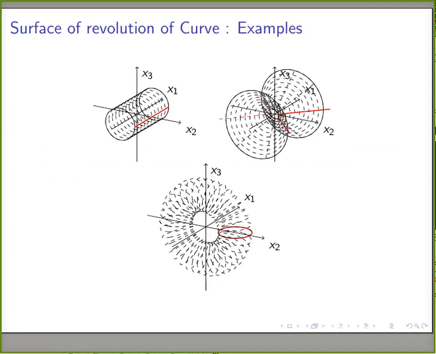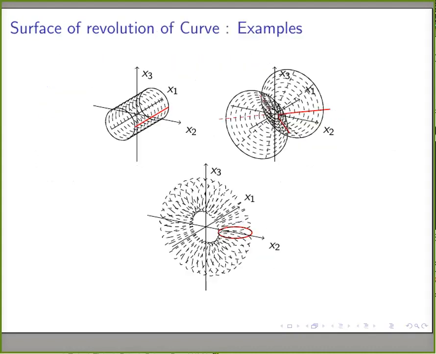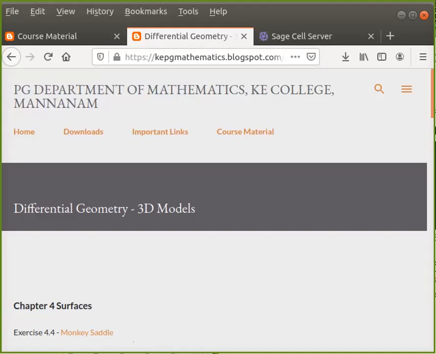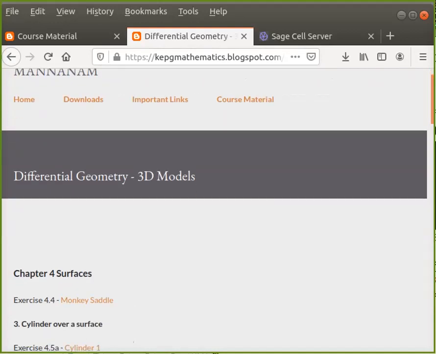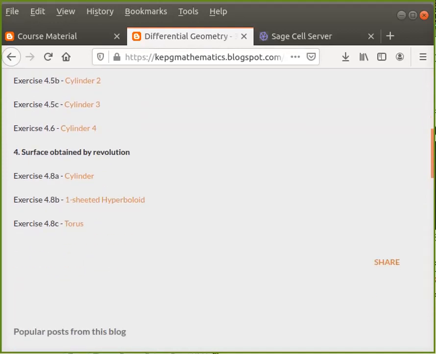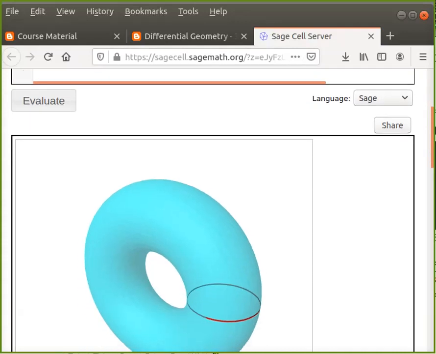Now, I will use 3D models. I have drawn some 3D images for these exercises, and they are updated on our blog. I will show that for the first. Okay, so this is our blog. If you click on course material, it will lead you to differential geometry 3D models: exercise 4.4, 4.5a, 4.5b, c, 4.6, 4.8a, 4.8b, 4.8c.